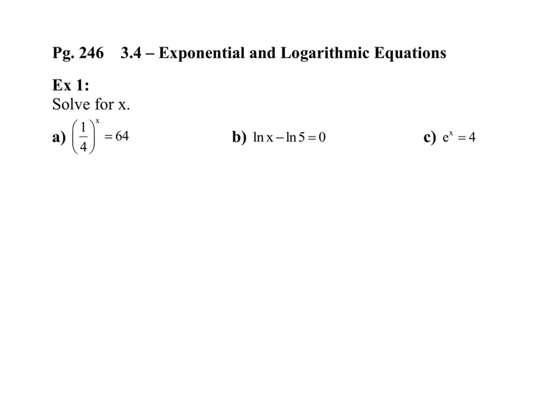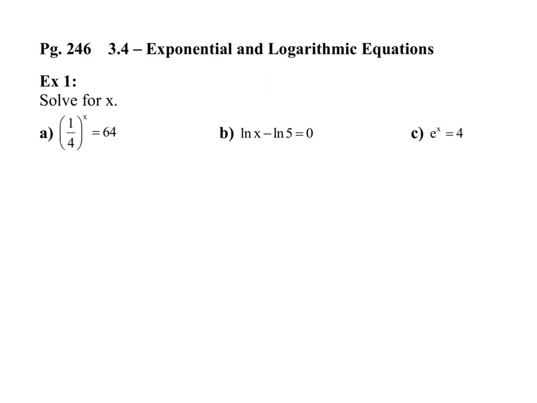I have this exponent here, an x. All right, so I have this 1/4, I have 64. Now, I could relate these two numbers by the number 4, but using exponents. So 1/4 I could rewrite as 4 to the negative 1 power. And I have 64, which I could rewrite as 4 to the 3rd power.